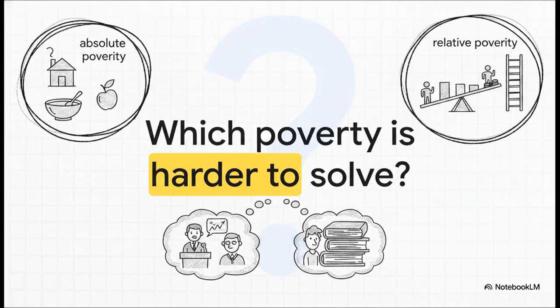As we wrap up this explainer, I want to leave you with a massive question to chew on. Which type of poverty is actually harder for a society to solve? Think about it. Is it absolute poverty, where the goal is securing basic physical survival needs like food and shelter for everyone? Or is it relative poverty, where the real challenge is fixing deep-rooted systemic income inequality and wealth distribution? It is a fundamental question, one that economists, politicians, and philosophers debate literally every single day. Keep that in mind as you look at the world around you.